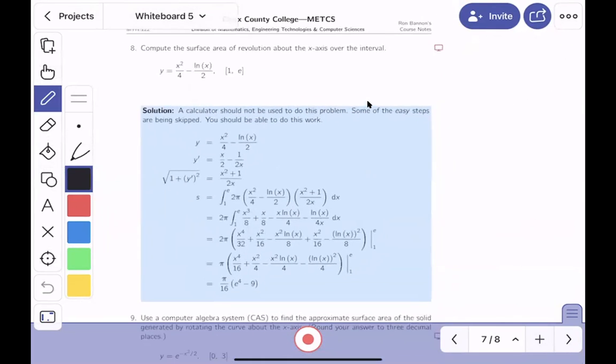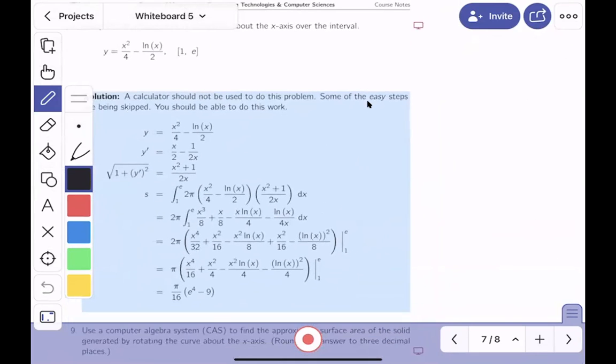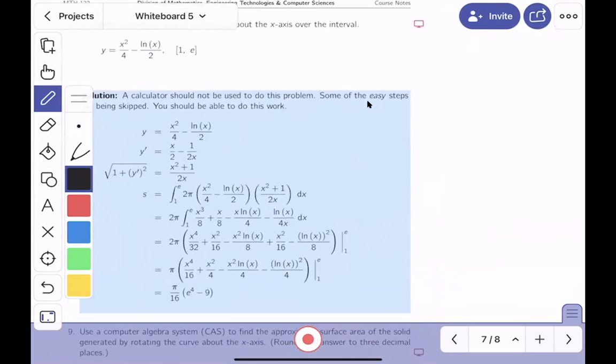Number 8. Again, I don't know if I want to go through all the details on it, but I'm getting better at this now. And let's see, between 1 and e. Looks like a nice little range problem there between 1 and e. Everything looks nice and easy there. Let's take a look at y prime, right? Was that going to be 2x over 4? So x over 2 minus, that would be 1 over 2x.